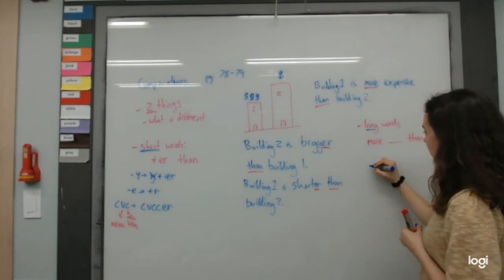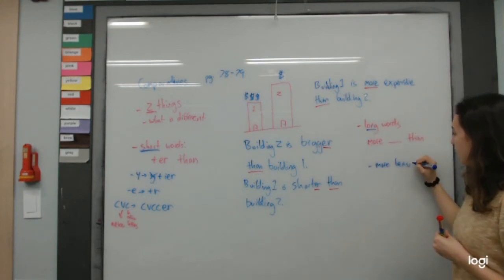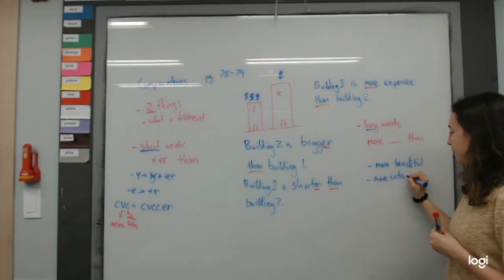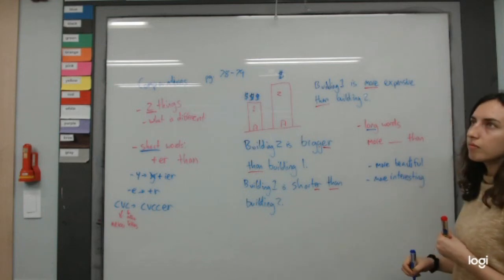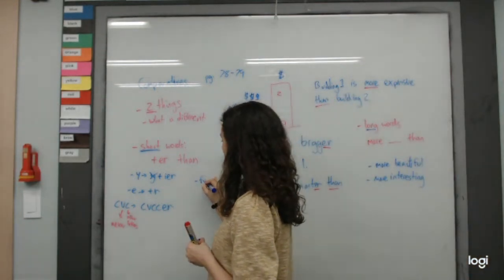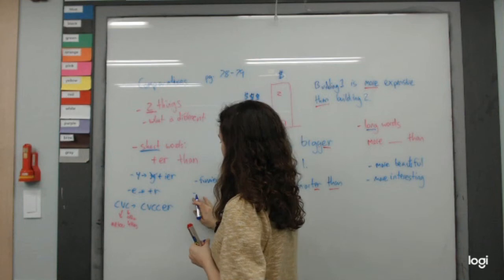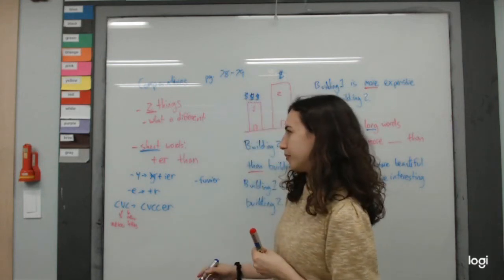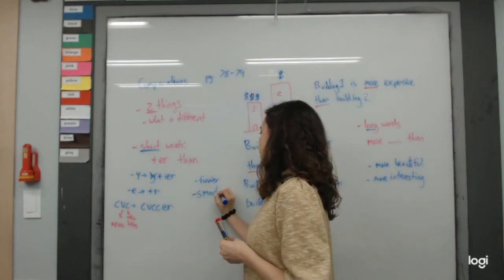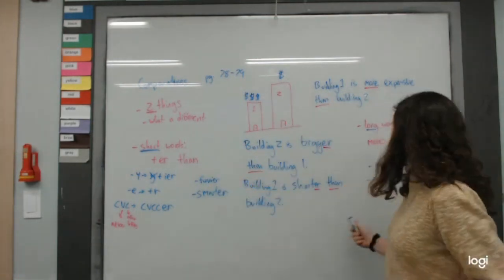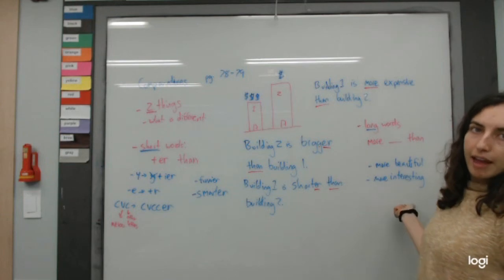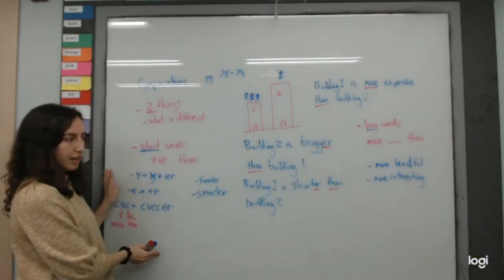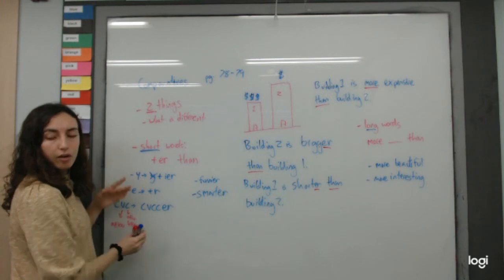So we can say examples. More beautiful. More interesting. What about funny? We can say here, funnier. Or what about smart, smarter? We can say things like this for short words. For long words, we have to say more, okay? More than. For short words, we just add er. Okay, so please write this down in your notebook. Take your notes, stop the video, and I will erase this, okay?